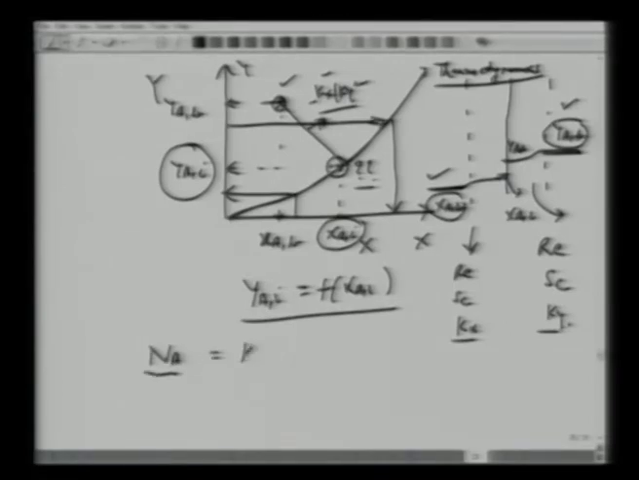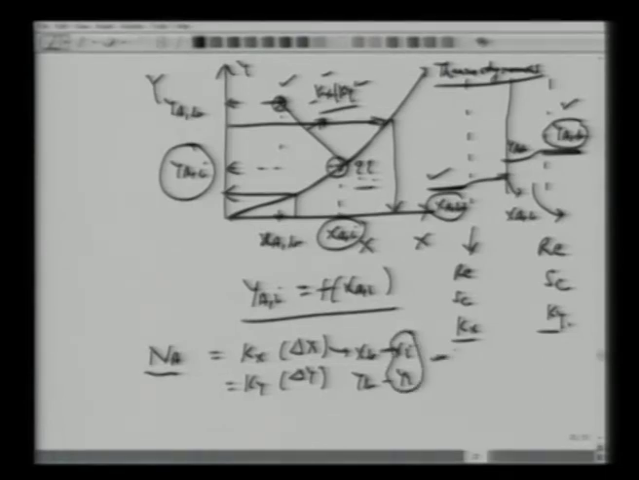To calculate the flux we need Kx and the concentration drop, or we write in terms of mole fractions: then we have kx into del x, or we have ky into del y. Del x is x bulk minus xi, or we have y bulk minus yi. So these are not known to us. It's difficult to measure. So we will think of defining another coefficient. We will call it the overall mass transfer coefficient.